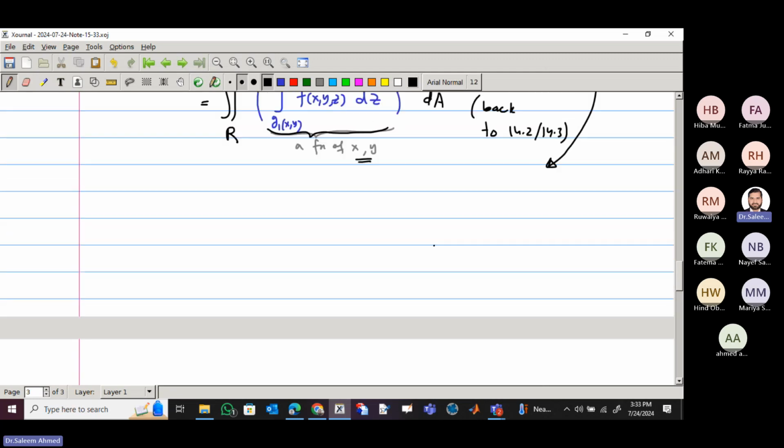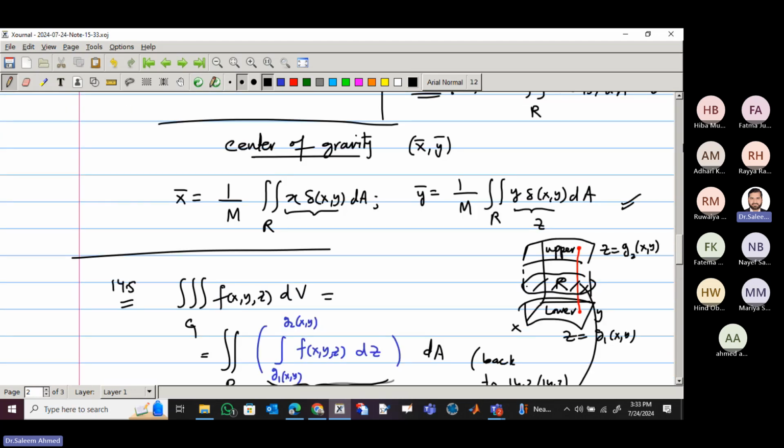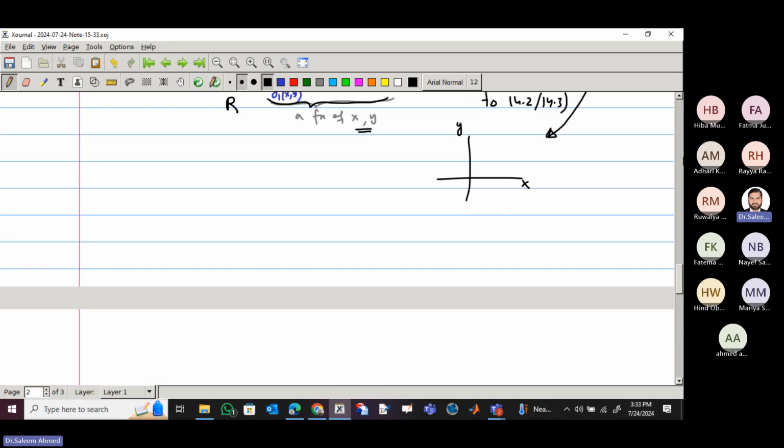So you can bring this region separately. Just write x, y now, no z, because z is gone. So whatever this region, just make that region in the xy plane, and now do it as a double integration. It's your choice now. You want to use xy coordinates or polar coordinates.